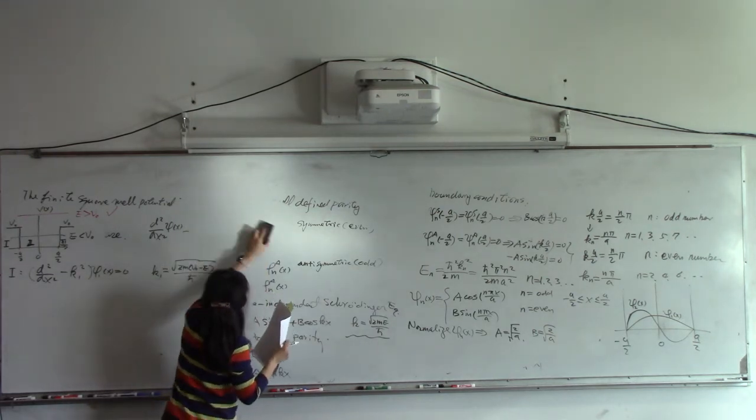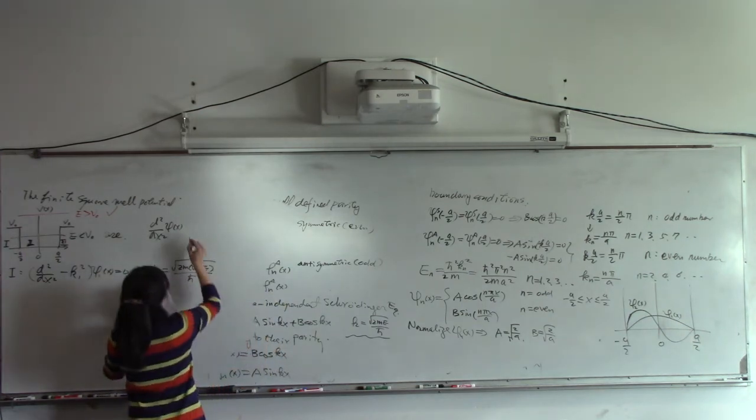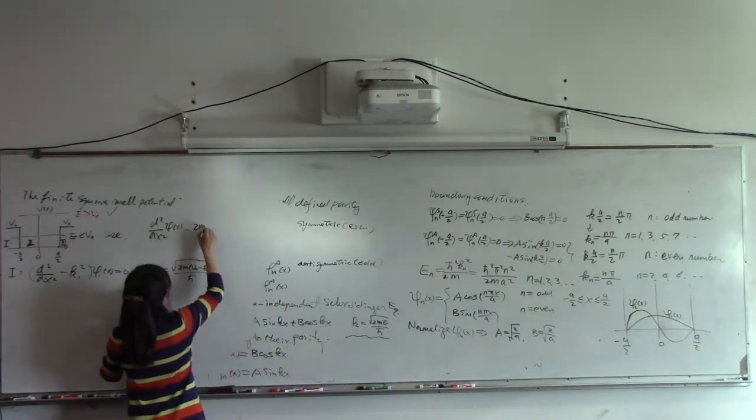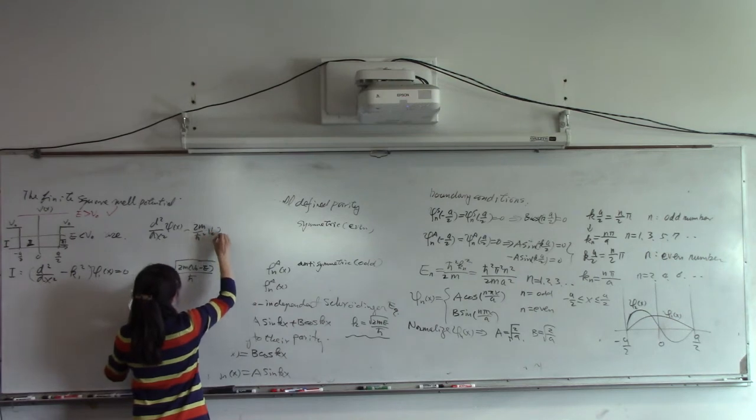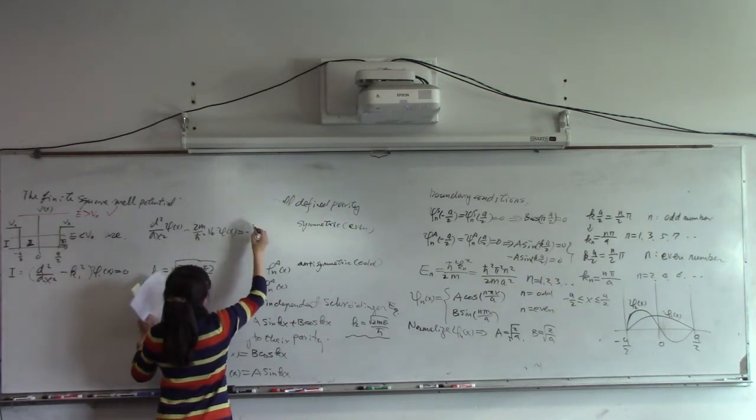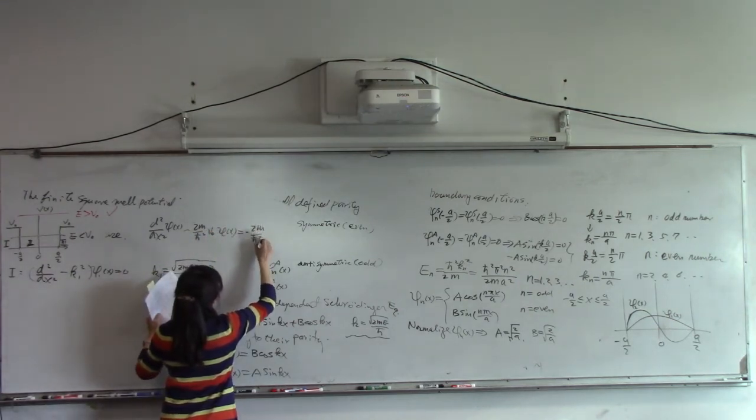This jumps too much. Let's keep on this way. Minus 2m over h bar square A naught equal to minus 2m over h bar square.